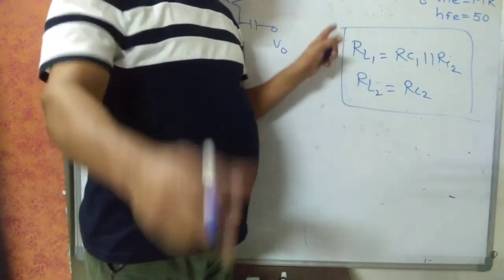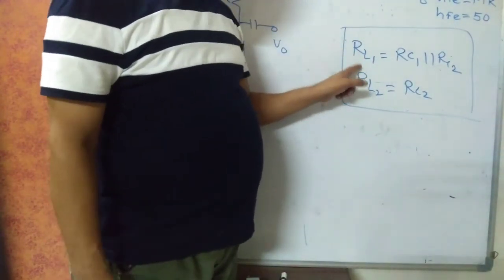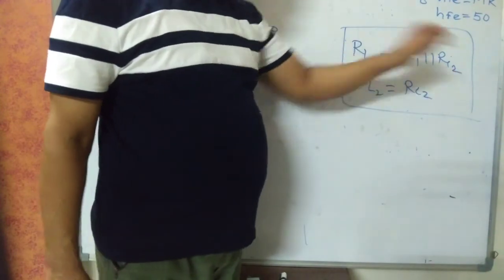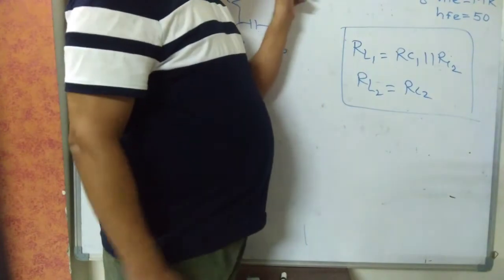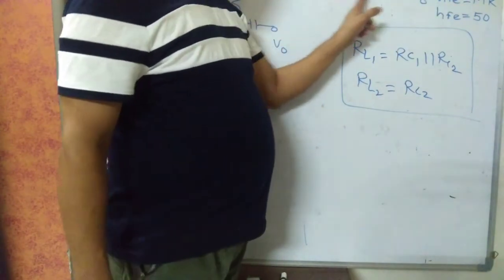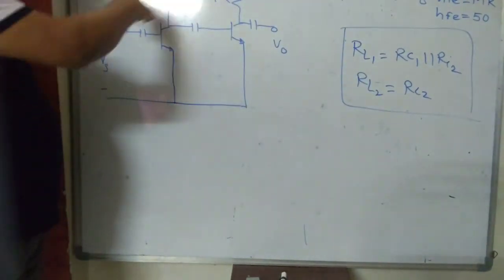We have just studied 12 formulae. In those formulae, please note it down: RL1 is equal to RC1 parallel with RI2 and RL2 is equal to RC2, right? So now, for the figure shown, we have to calculate AI, RI, AV, RO if HIE is 1.1K and HFE is 50. This is the figure given.